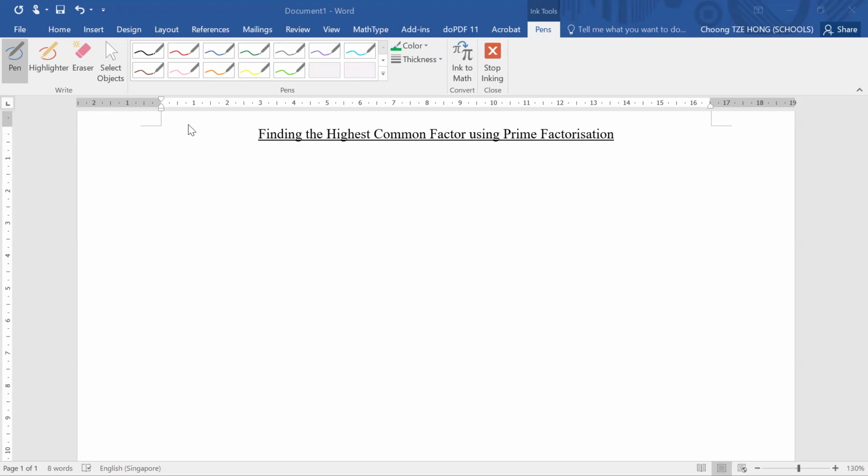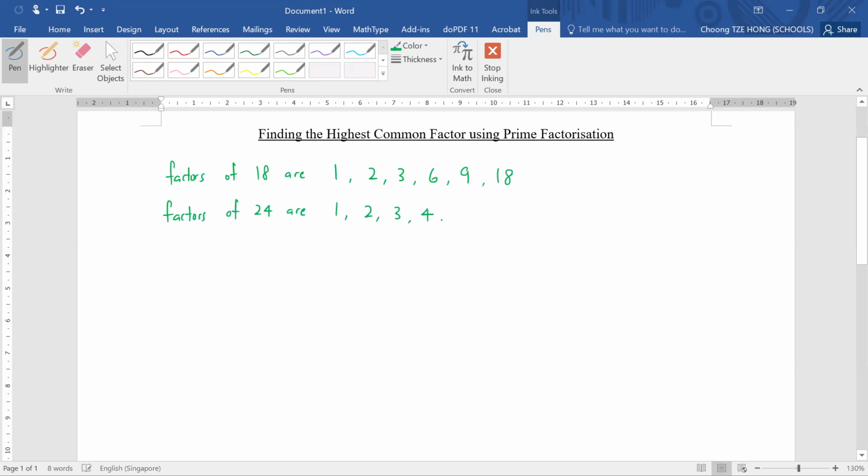So let's list out the factors of 18. The factors of 18 are 1, 2, 3, 6, 9, and 18. And then for 24, the factors of 24 are 1, 2, 3, 4, 6, 8, 12, and 24.